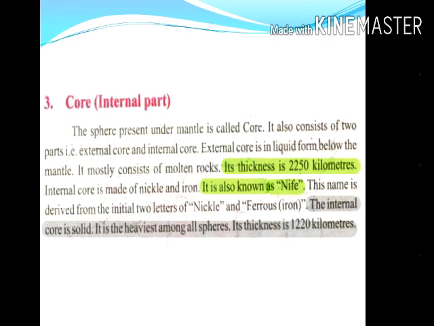You have to do a home assignment, dear student. You have to draw the internal structure of Earth, mention its layers and also label it on your rough register or any register you have at your home.